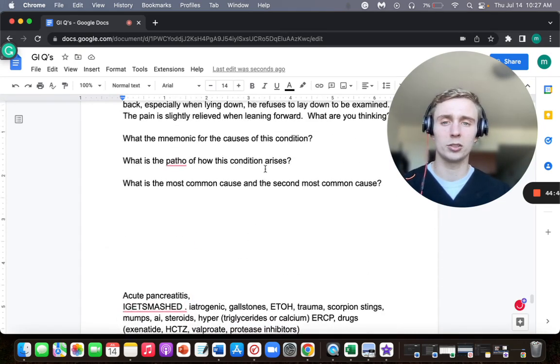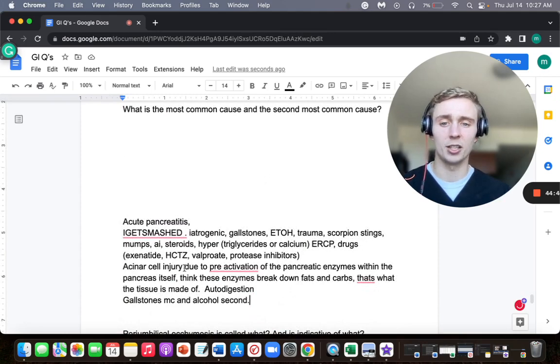And what is the patho of this condition, we asked? So that's going to be acinar cell injury due to pre-activation of the pancreatic enzymes within the pancreas itself. These enzymes break down fats and carbs, and that's what the pancreas tissue is made of. So it's basically auto-digesting itself. The enzymes are released before they're supposed to because there's some type of obstruction, commonly due to a gallstone, perhaps stuck in the area of the sphincter of Oddi, and then you can't push it out. The pancreatic enzymes activate prematurely and digest the pancreas tissue itself. So that's what's going on there, pre-activation.